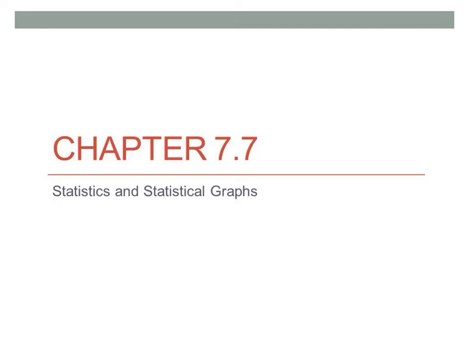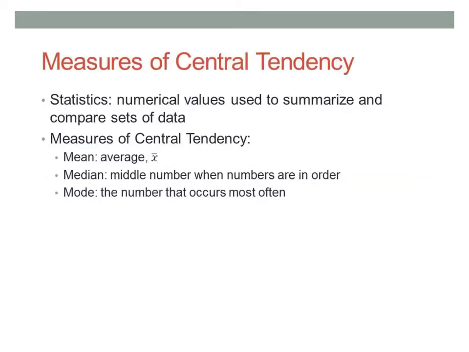Hello and welcome to Algebra 2, Chapter 7.7, and today we're discussing statistics and statistical graphs. So first of all, we're going to revisit our measures of central tendency, and they are mean, median, and mode. And just remember that these are numbers that give you a number around the middle of a set of data, and that's why they're called measures of central tendency.